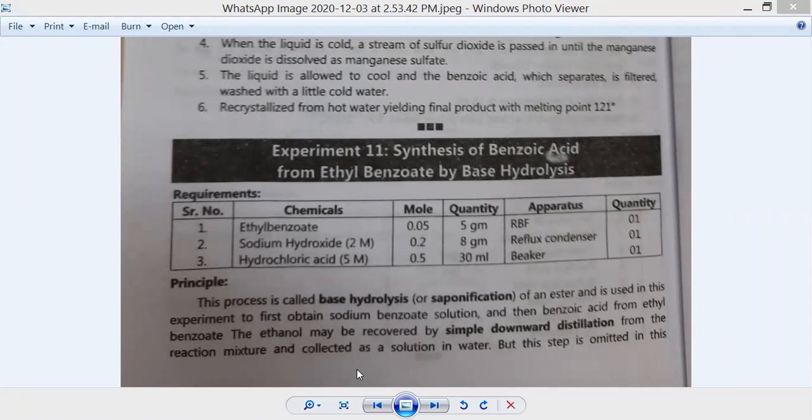So first step, add 5 grams of ethyl benzoate and 20 ml of 2 molar sodium hydroxide solution in the round bottom glass. So what we are going to do, first we will take 5 grams of ethyl benzoate and 20 ml of 2 molar sodium hydroxide solution in the round bottom glass. Set up the apparatus for heating under reflux using heating mantle.